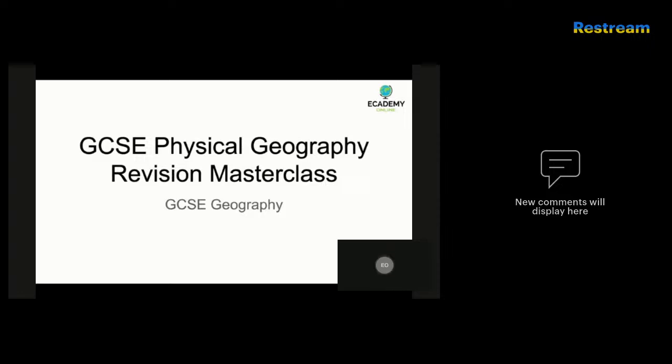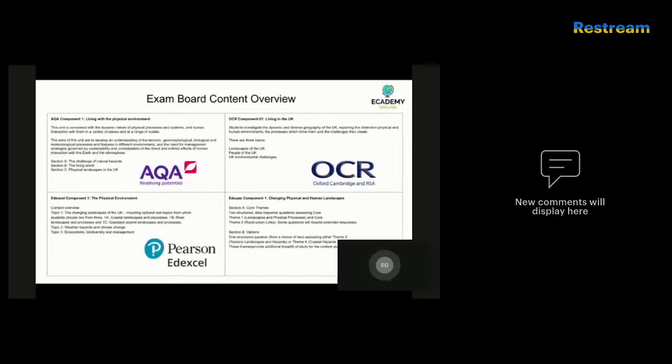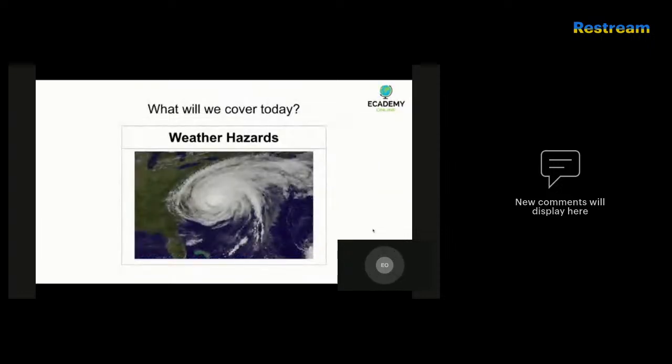Today we're going to be looking at weather hazards as our main topic. A reminder that all these topics are covered across the different boards in slightly different ways and answers. So what are weather hazards? Let's get into this topic.